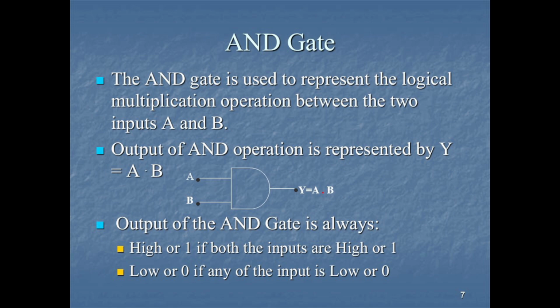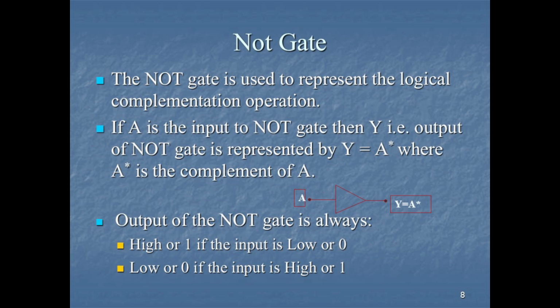The NOT gate is used to represent the logic complementation operation. यानी लॉजिकली जो भी NOT गेट में इनपुट जाएगा उसका वो कॉम्प्लीमेंट करके या उल्टा करके ही आउटपुट में देगा. For example, if the NOT gate's input is 0, then the output will be 1, and if the input is 1, the output will be 0. तो इसको रिप्रेजेंट कर सकते हैं हम Y = A bar, और A star से, which is called the complement of A. तो आउटपुट ऑफ NOT गेट is always high if the input is low, and similarly the output is always low if the input is high.